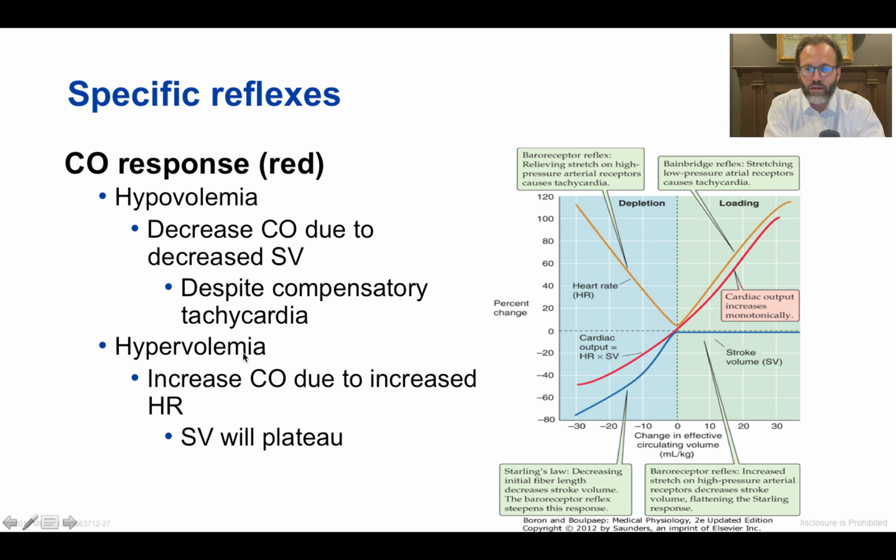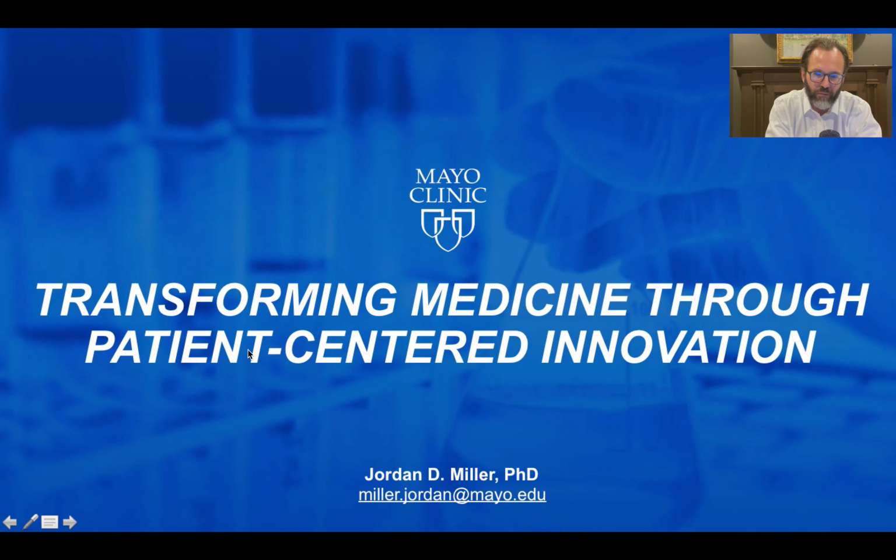So again, this is just a bit more detail. Hypovolemia results in a decrease in cardiac output due to decreased stroke volume, despite a compensatory tachycardia. With hypervolemia, the increase in cardiac output is exclusively due to an increase in heart rate from the Bainbridge reflex, due to plateauing of stroke volume.